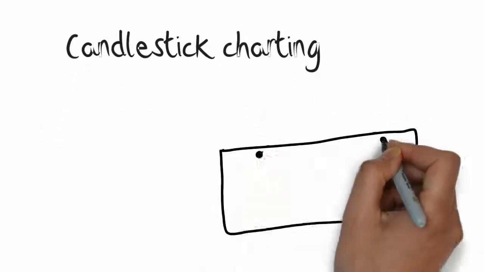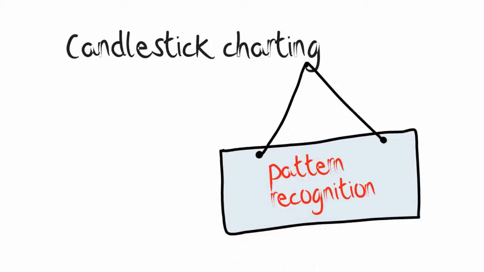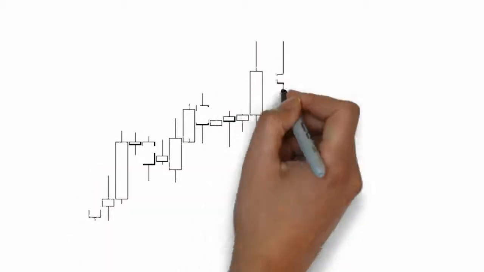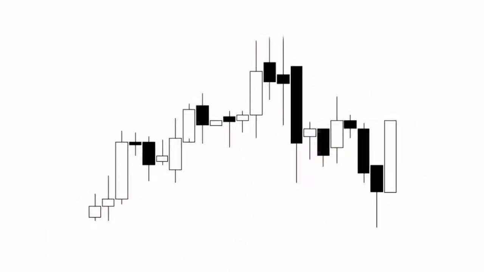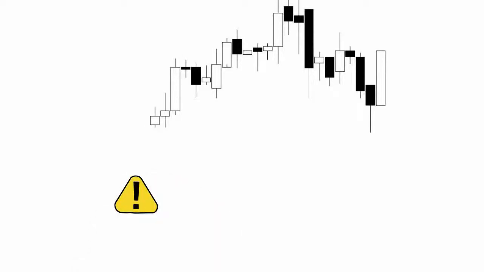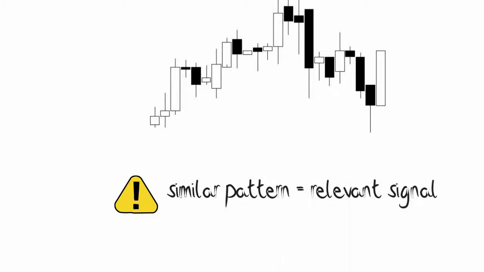Candlestick charting is largely about pattern recognition. Some patterns represent stronger signals than others, and often the patterns are easy to recognize. Often, but not always. One thing to keep in mind is that patterns do not need to look 100% like the examples we'll be going through to be regarded as relevant signals.